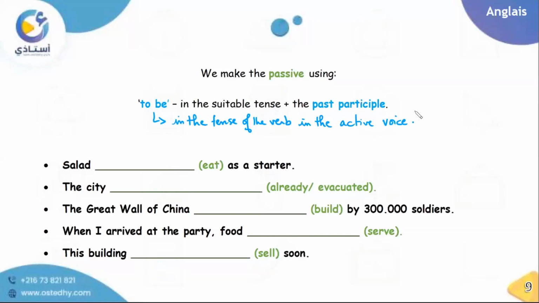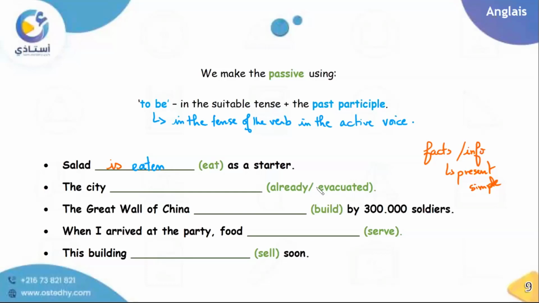So, for instance, "salad as a starter." This is a fact, okay? And what do we use for facts? If we have facts, information, we use the present simple. So it means that only the verb to be would be in the present simple. "Is" plus the past participle, which is the past participle of eat, "eaten." It's an irregular verb. Eat, ate, eaten. Okay? Let's see the second one.